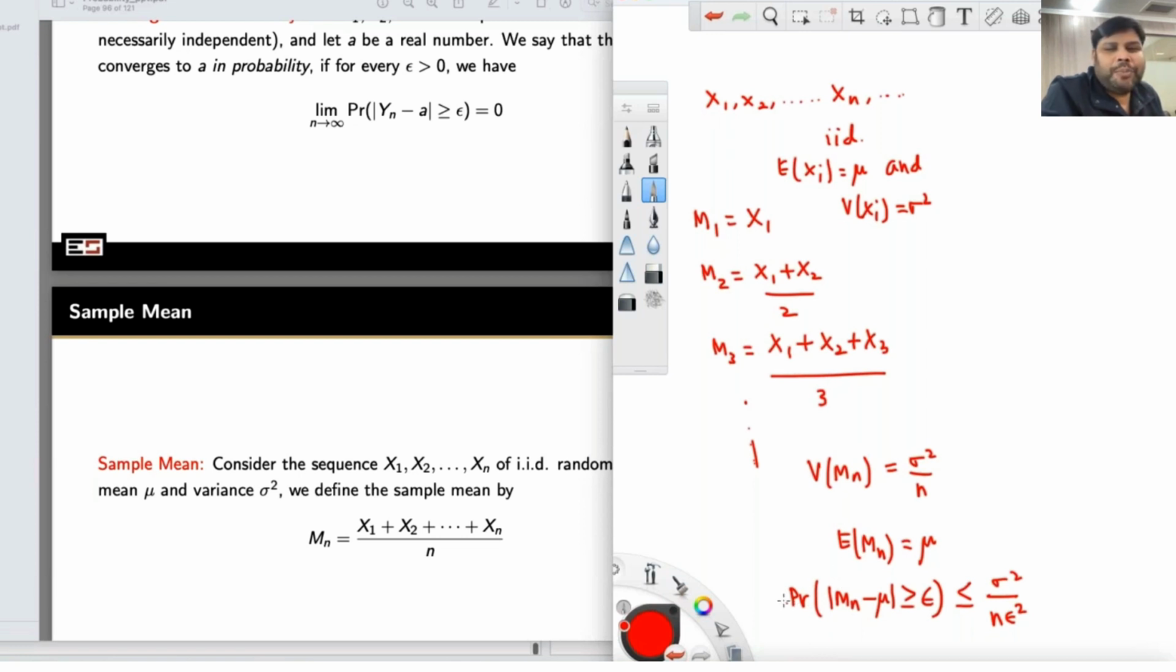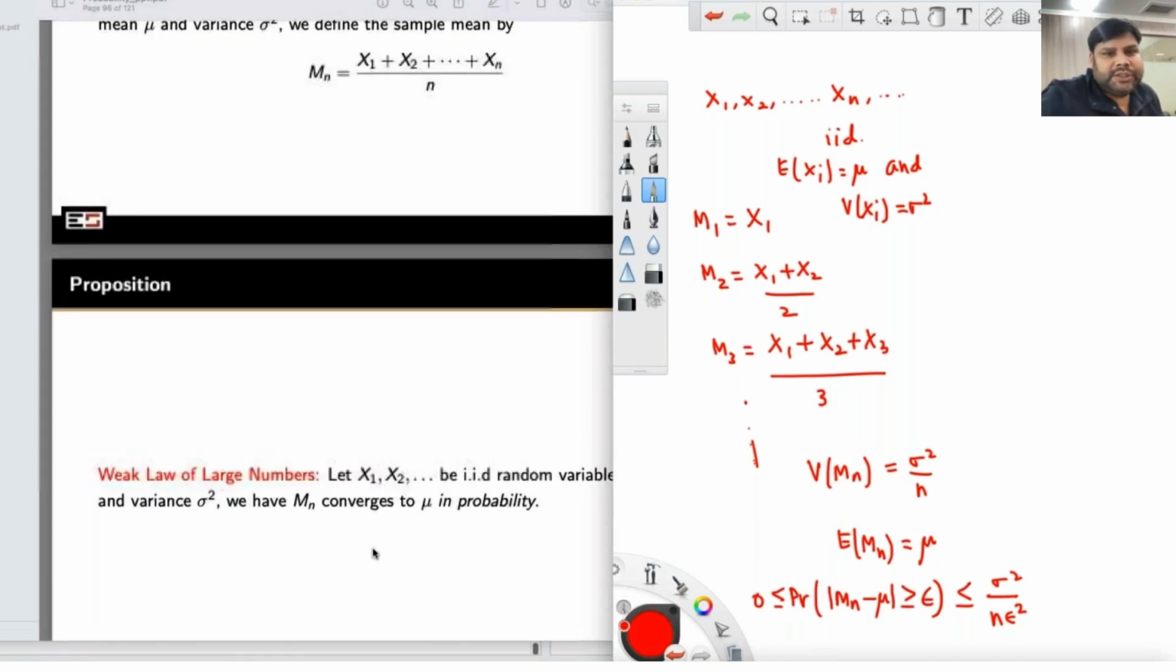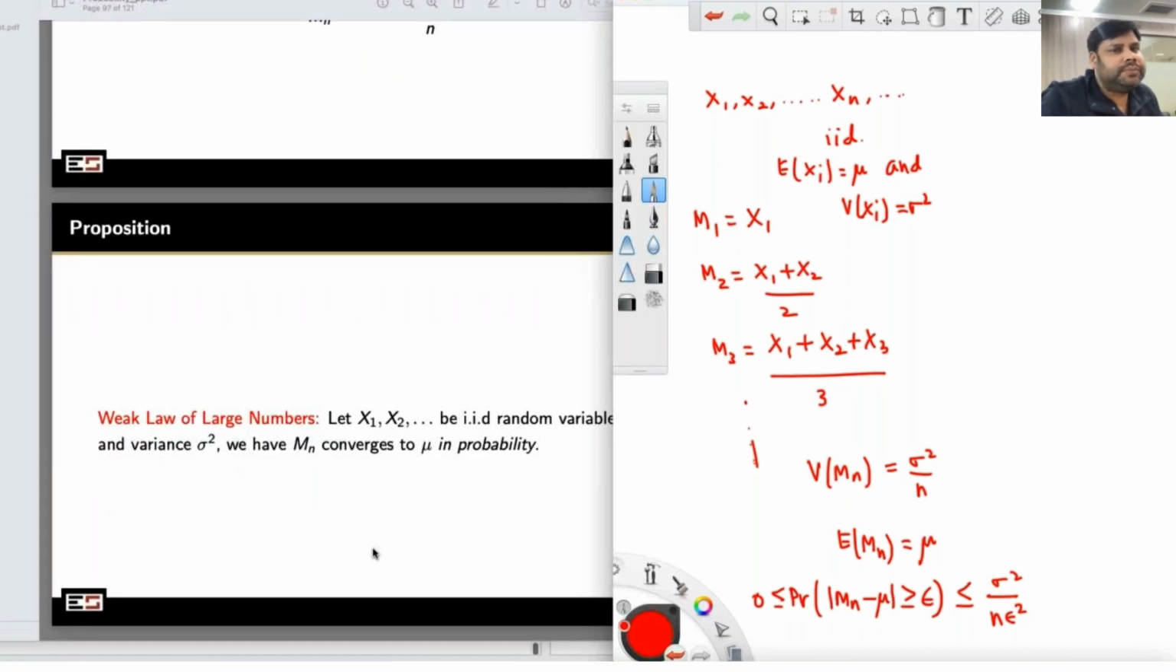Now, by the squeeze theorem, I know that this term goes to 0, so this term will also go to 0. And this is true for every positive epsilon, no matter how small it is. Okay, and that's basically the idea why Mn converges in probability to mu. That's known as the weak law of large numbers. So this is your weak law of large numbers.